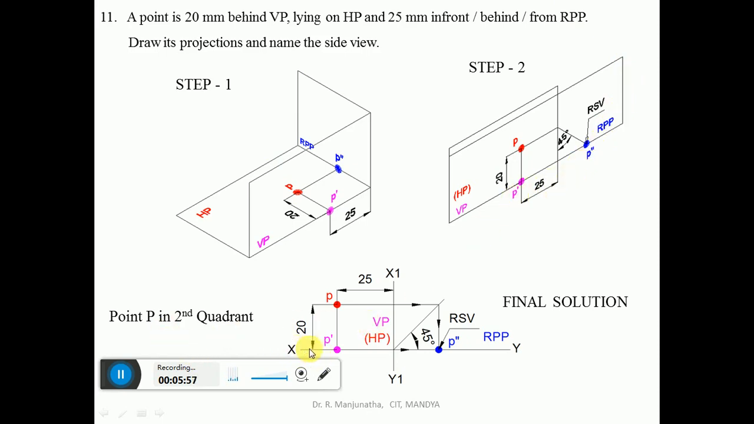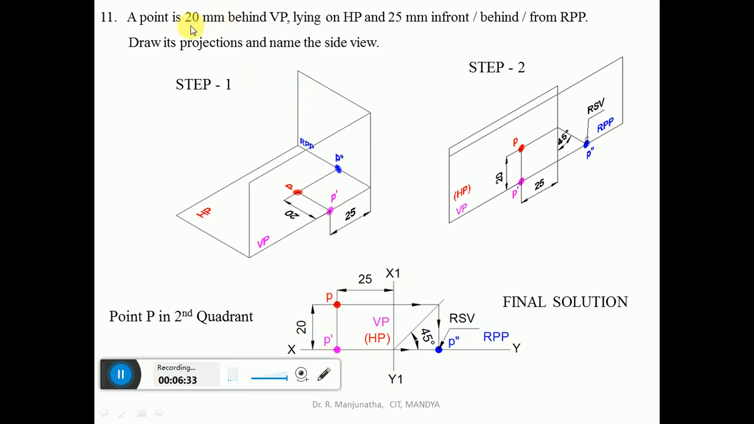First you draw the XY line and X1 Y1 line and mark XY and X1 Y1 as shown. Then since it's behind VP and lying on HP, it will be in the second quadrant. So write VP, and HP is the one which has been rotated, and then take the right profile plane, RPP, to the right side. Then the distance with respect to the profile plane, that is behind RPP, is seen in both HP and VP. So from the XY line we measure 25 mm and draw a vertical projector, which is a thin line.